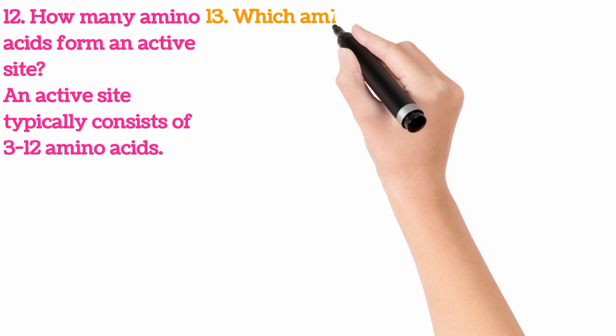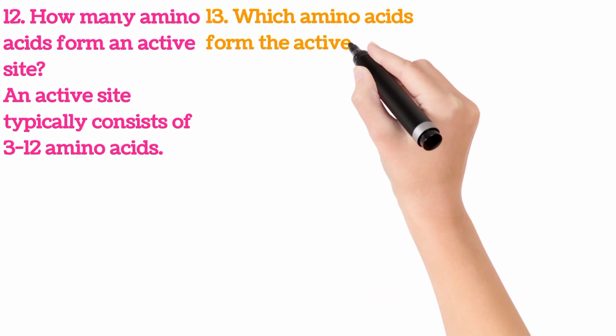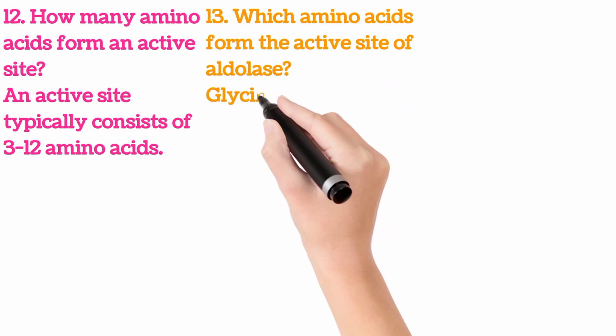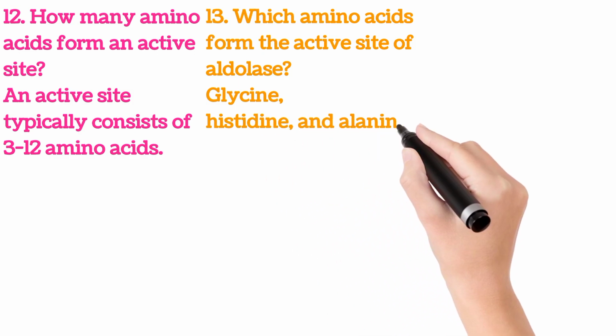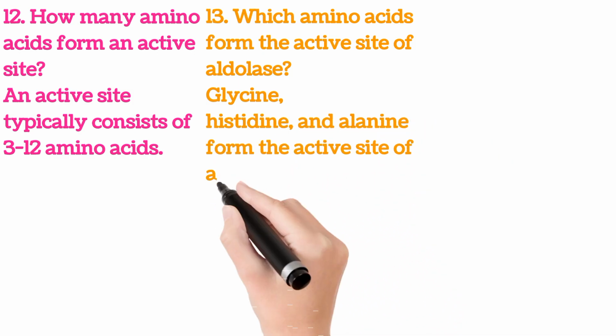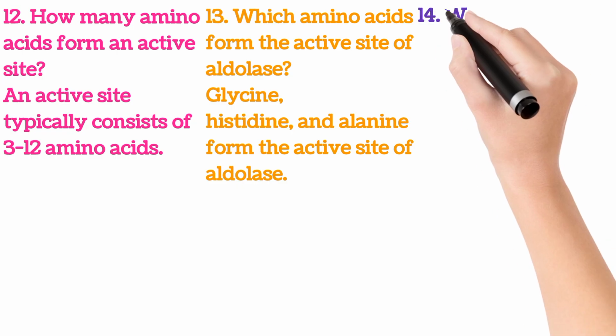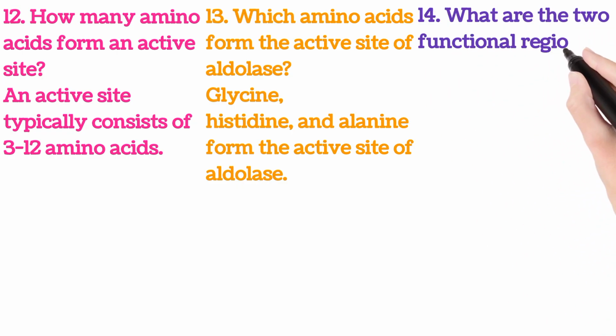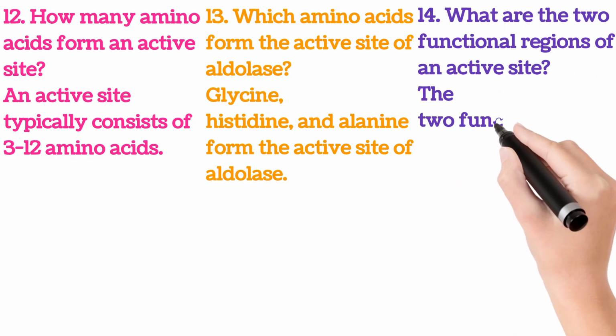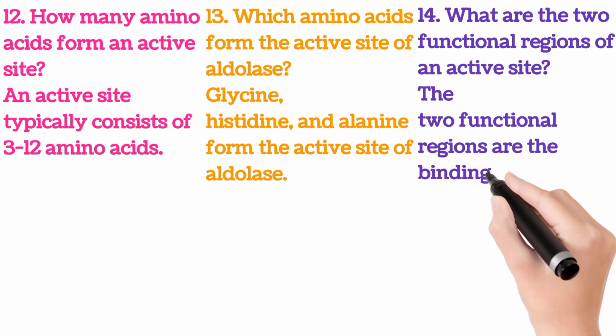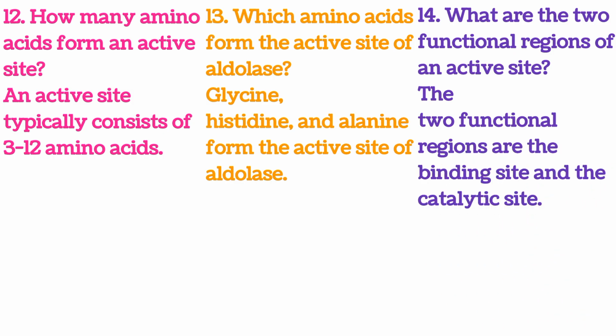13. Which amino acids form the active site of aldolase? Glycine, histidine, and alanine form the active site of aldolase. 14. What are the two functional regions of an active site? The two functional regions are the binding site and the catalytic site.